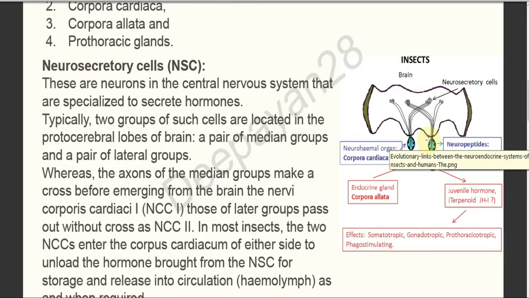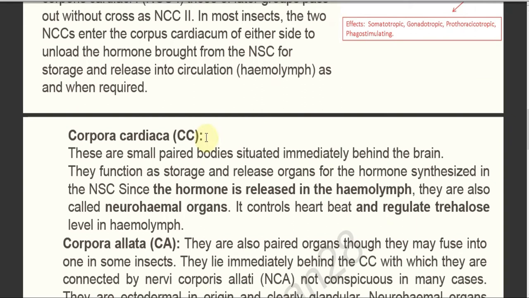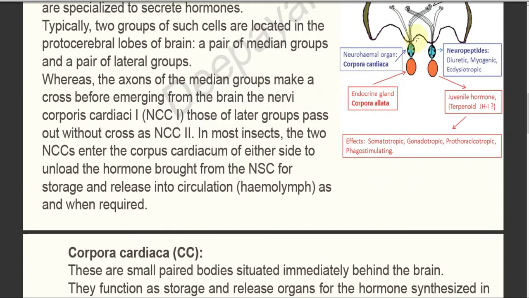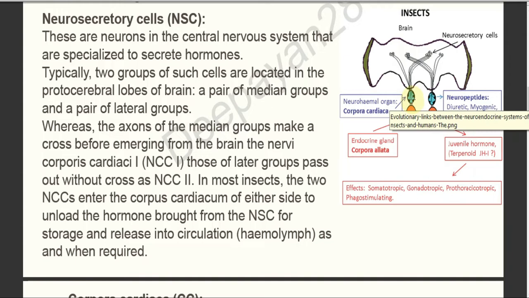There the corpora cardiaca will be. They function as what? Storage and release, I already have told. For the hormone synthesis, NSC, we already have discussed. Then it will be released into the hemolymph, into the blood. They are also known as neurohemal organs. Why? Can anyone tell? When the secretion enters the corpora cardiaca, they release it into the blood. So these neurosecretions are released into the hemolymph. That's why it is known as what? Your neurohemal organs. Understood?